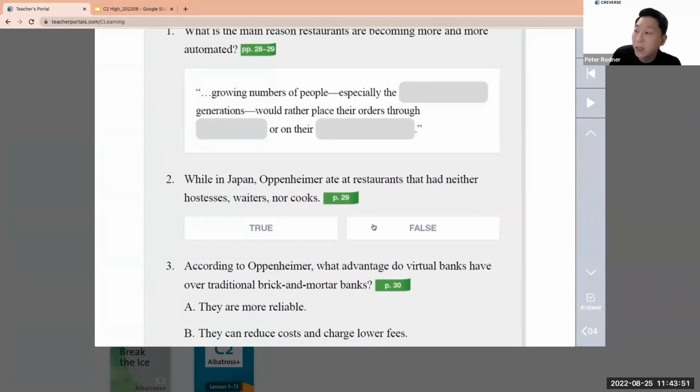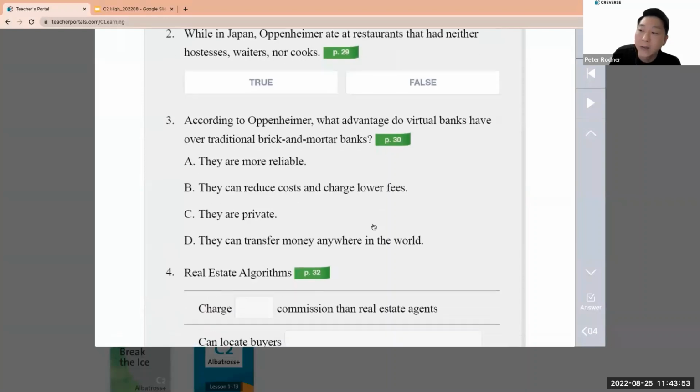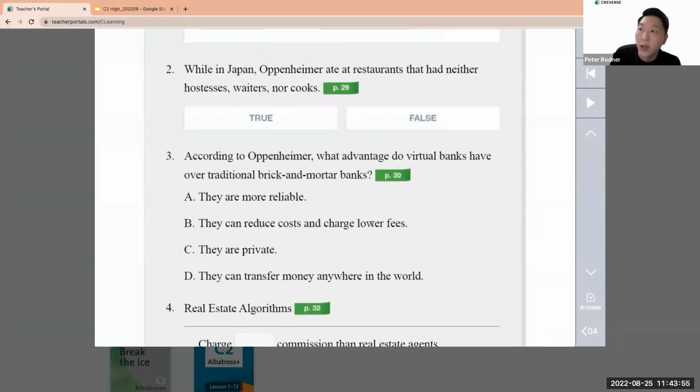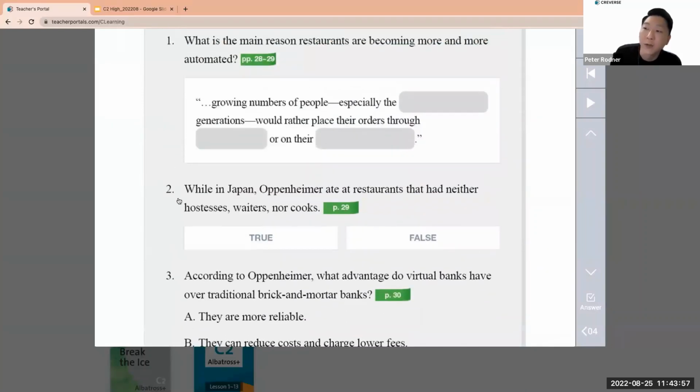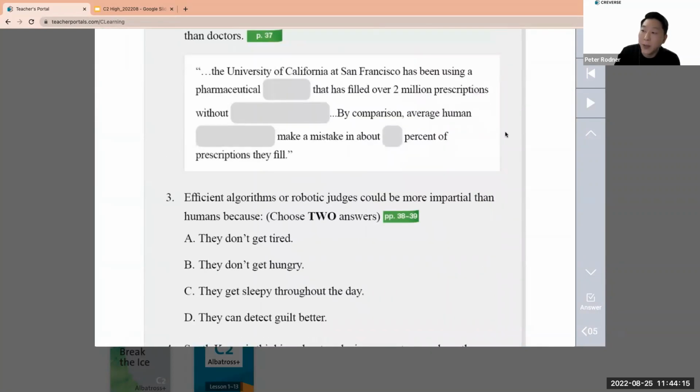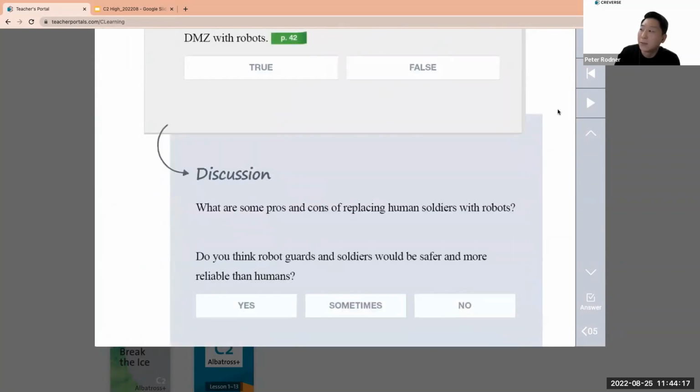I do personally read specific paragraphs or specific sections of the book, so I would look for something. For example, Oppenheimer ate at a restaurant that neither hosts waiters nor cooks. I would probably read this section because my final project would probably be something about making a restaurant or creating your own business, right? And then I would supplement it also with a video or some images so that they could understand the concept. So again, there's a couple of pages of these.